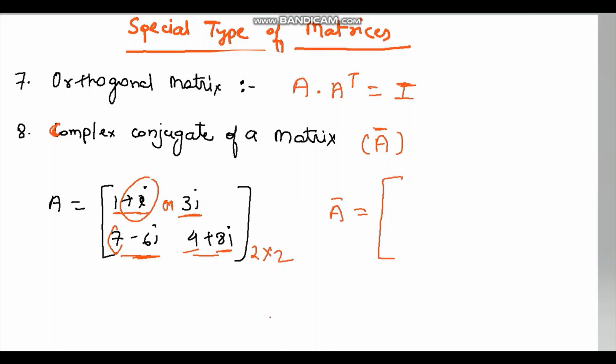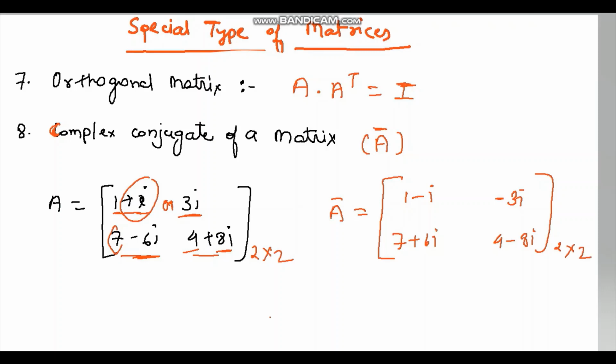What is a complex number and how will we denote a complex number? Okay, so how can we write its complex conjugate? 1 minus i. This will be minus 3i. This will be 7 plus 6i, and this is 4 minus 8i.